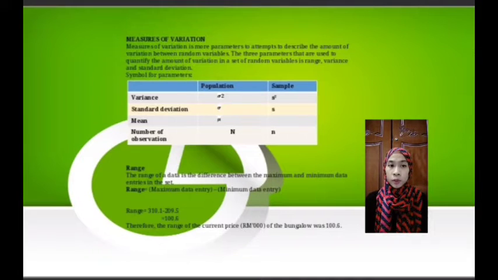Today I will talk about the measure of variation. Measure of variation is about the parameters that attempt to describe the amount of variation between random variables.